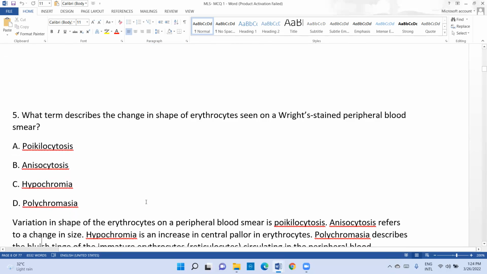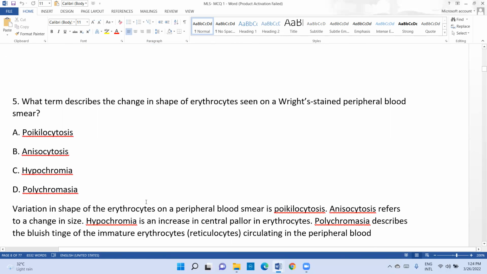So go to question number 5. What term describes the change in shape of erythrocytes seen in a Wright-stained peripheral blood smear? That is easy because poikilocytosis is the term for variation in the shapes of erythrocytes.